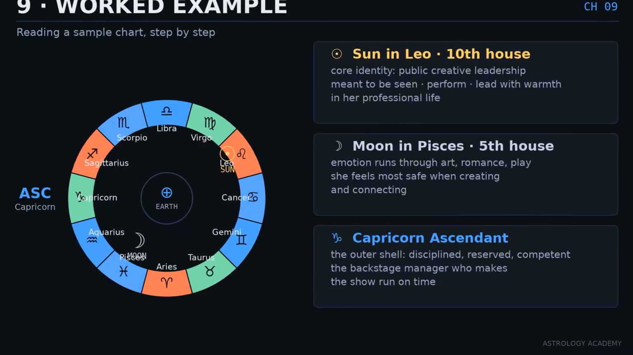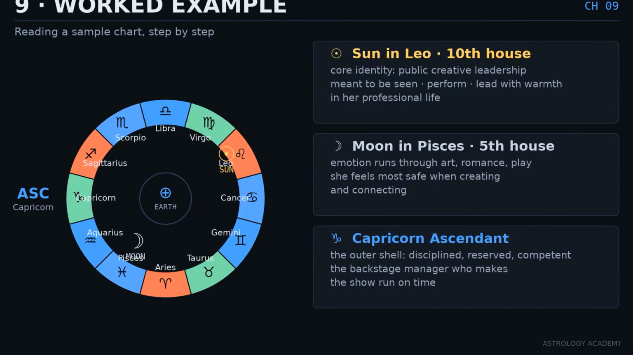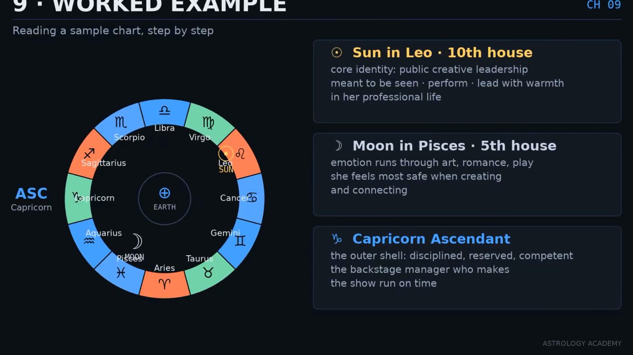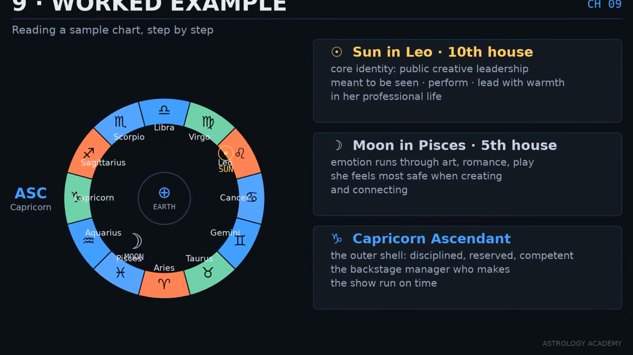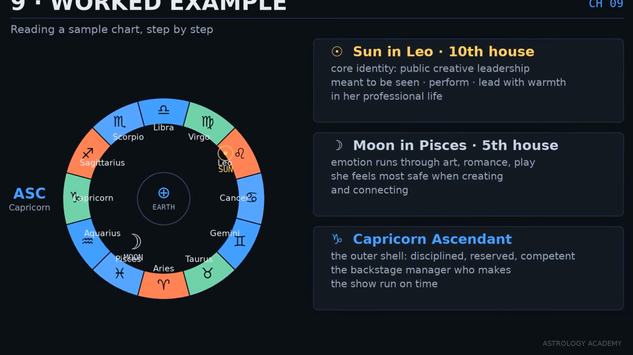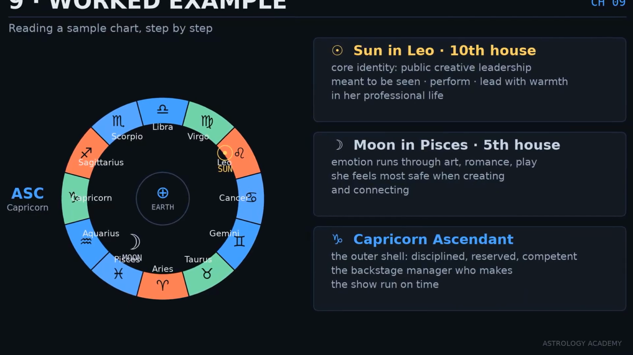Layer 3, houses. The 10th is career and public life. The 5th is creativity and joy. Now the synthesis. This person's core identity is expressed through public creative leadership. She is meant to be seen, to perform, to lead with warmth in her professional life. Her emotional life runs through art, romance, and play. She feels most safe when she is creating and connecting.